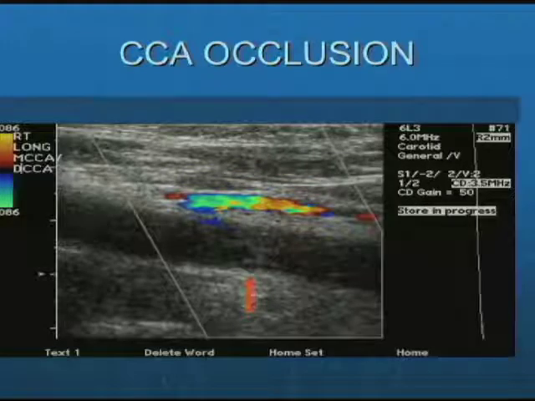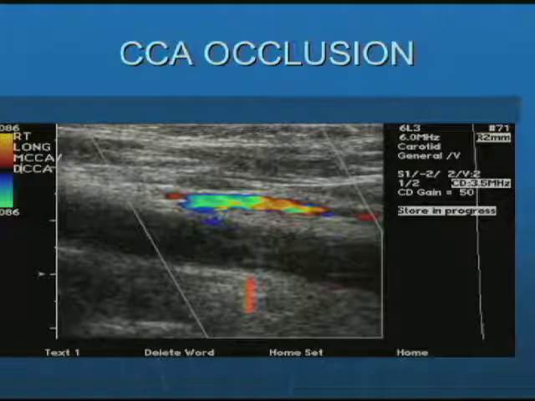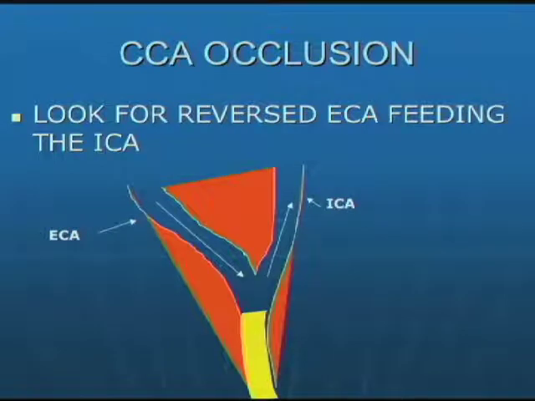Now, what about common carotid artery occlusion, as you see here? What are you likely to see in the internal and external carotid in this situation? Well, you look for reversal of the external carotid artery that feeds the internal carotid artery. And the external carotid artery loses its typical resistive waveform and internalizes, so that even though it's reversed, it will look very much like an ICA.